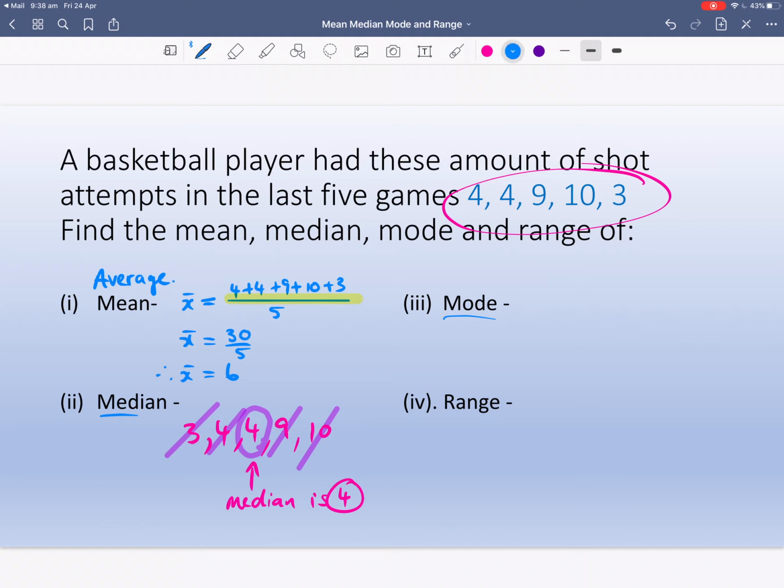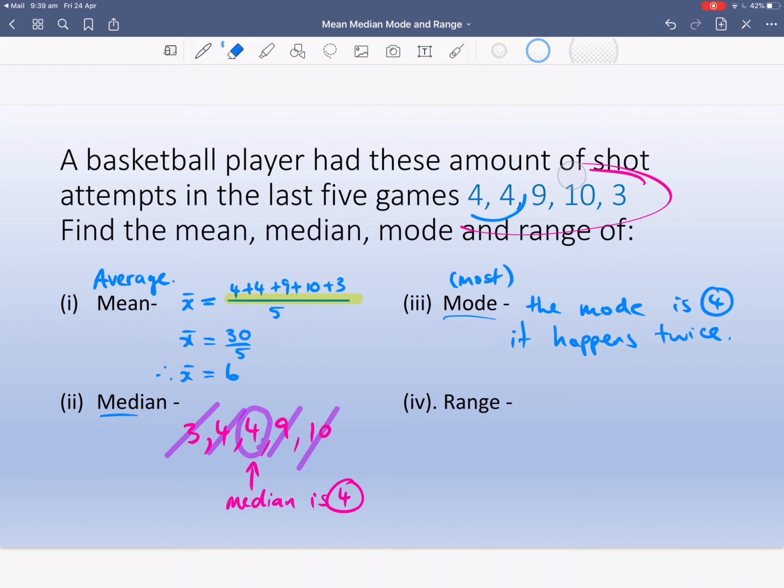Now, what is the mode? I'm looking at this one now. Mode is the most. So mode is the most. So what number happens the most? Oh, 4. So the mode is 4, it happens twice. Okay, so the mode is the most, it actually happens twice, all right?